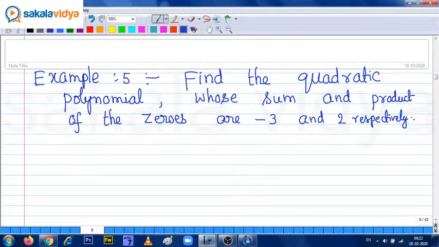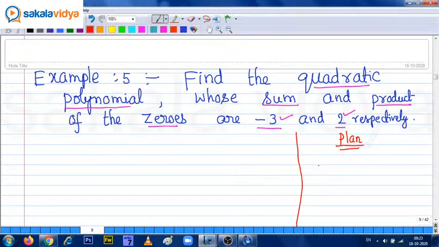This is the question. This is somewhat different from the previous problems. Find the quadratic polynomial, or frame the quadratic polynomial, whose sum of the zeros is minus root 3. Product of the zeros is 2. Sum of the zeros is minus root 3. Product of the zeros is 2. So what is the plan to be implemented? That means here, what is the plan?